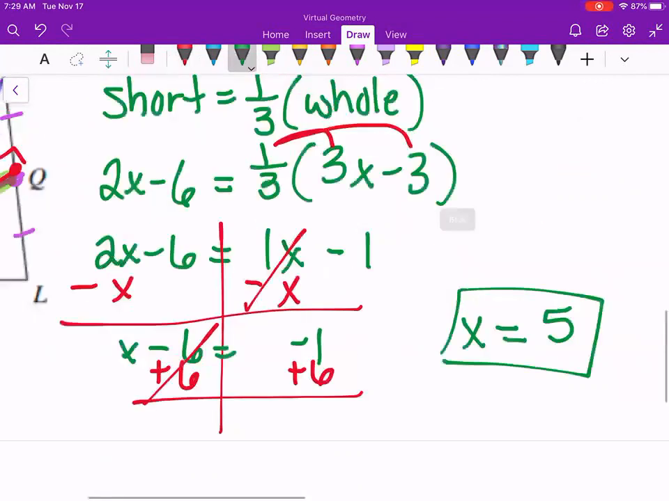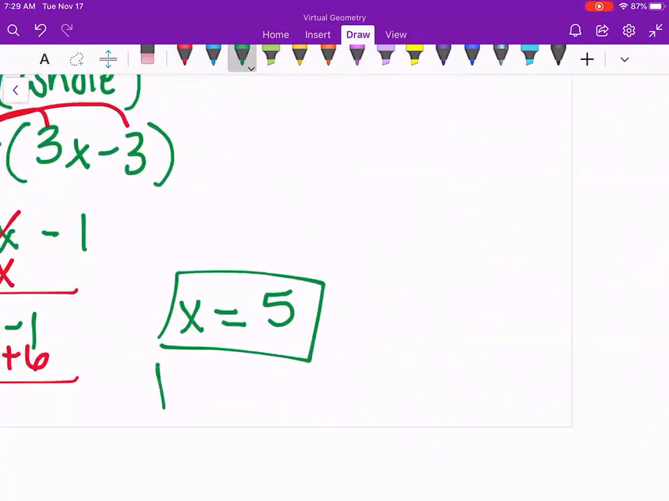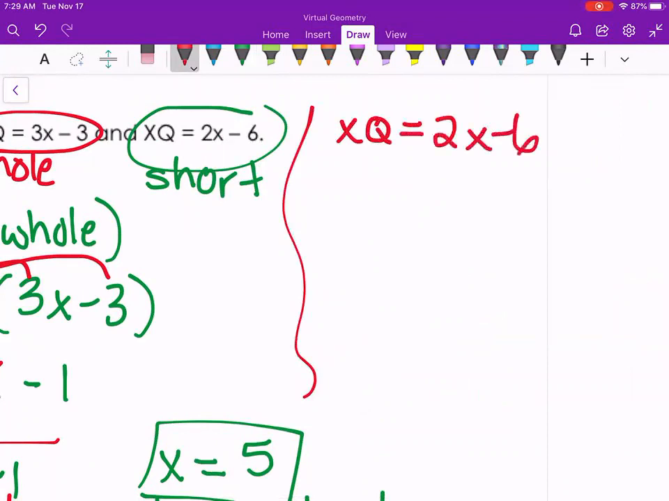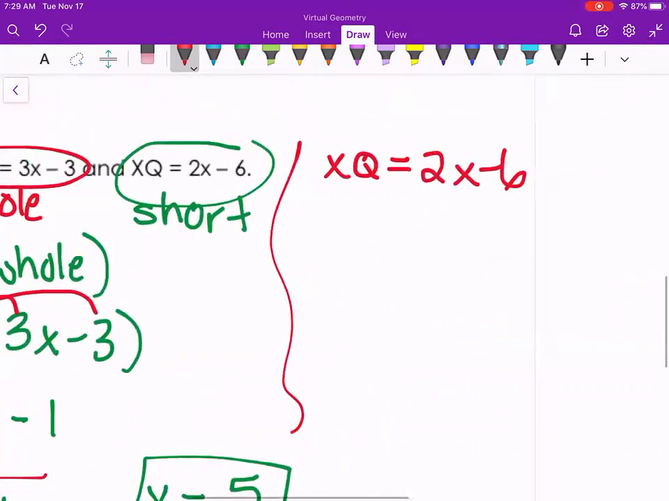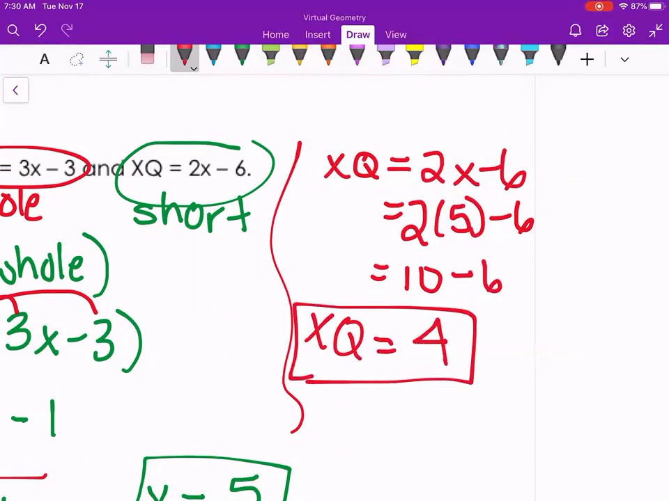So there's the first thing we needed. Now it says find the length of X to Q. So I need to plug this back in. So X to Q was 2x minus 6. Well, now we know X is 5. So I'm going to plug it back in. So 2 times 5 minus 6. So 2 times 5 is 10. 10 minus 6 means XQ is 4. And there is my final answer. We found the length of XQ.